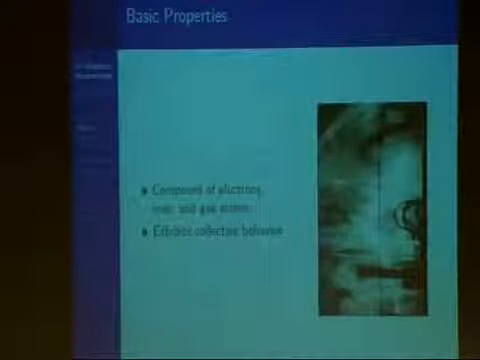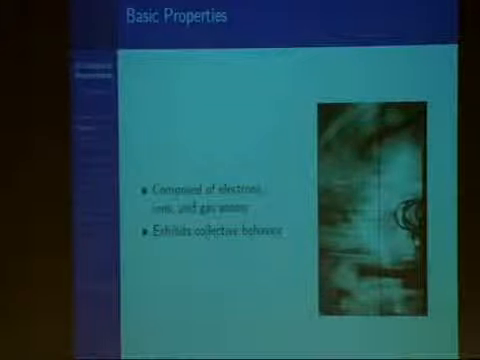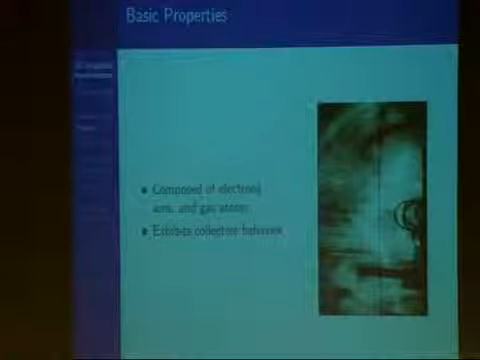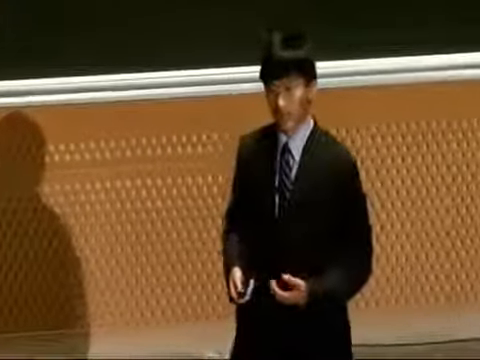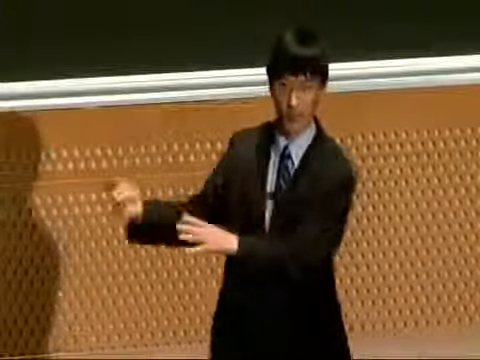So, what is plasma? Plasma is often defined as a quasi-neutral ionized gas composed of positively charged ions, negatively charged electrons, and neutral gas atoms. And what I mean by quasi-neutral is that the number of positive and negative charges are approximately equal. And it is known for exhibiting collective behavior, which basically means something happening at this end of the plasma can affect the behavior all the way at the other end of the plasma.